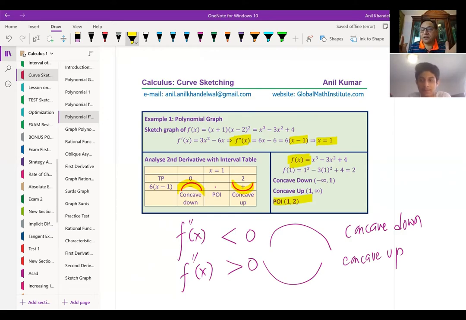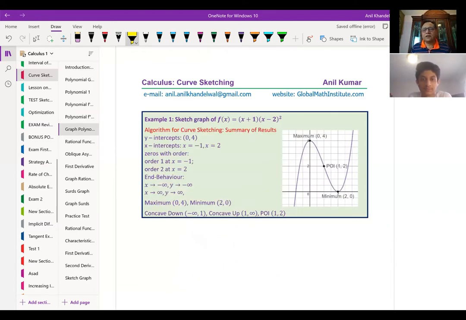Correct. Now we have an interval in which the function is concave down and an interval in which the function is concave up. Now it's a good time to summarize all the things together. So on the left side, do you see the algorithm once again written, right? Yes, sir. That is how you should be doing it in your test paper. Clearly write down everything which you have discovered so far about the function. Can you please read what all you got?